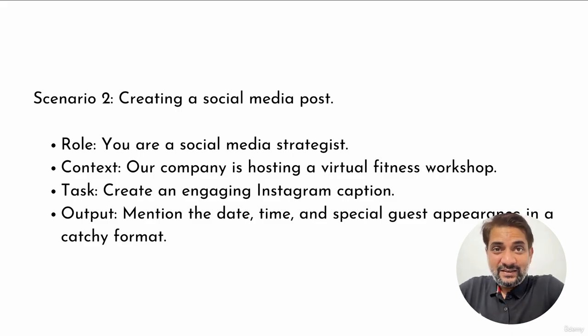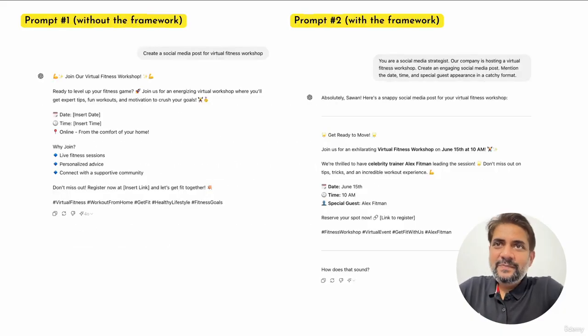So that's the role that I assign to ChatGPT. Then I give it the context that our company is hosting a virtual fitness workshop. Then I give it the task to create an engaging social media post or an Instagram caption. And the output is I want the date, time, and special guest appearance in a catchy format. That's how I want ChatGPT to do. So let's see. Prompt 1 is without the framework and prompt 2 is with the framework.